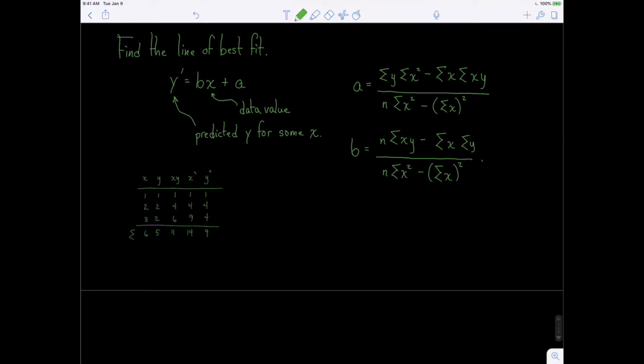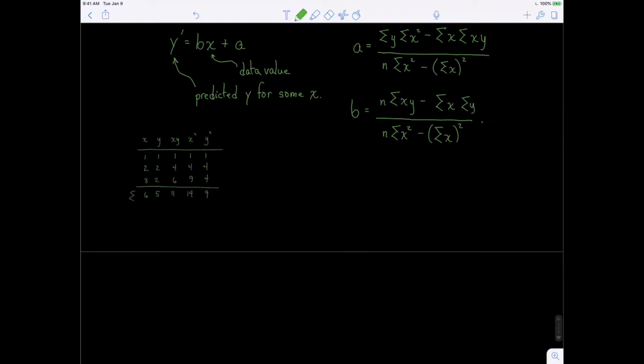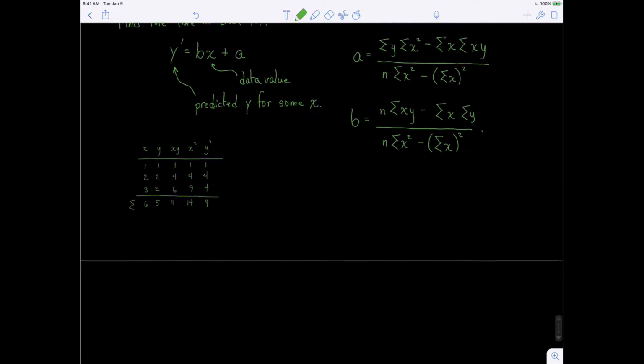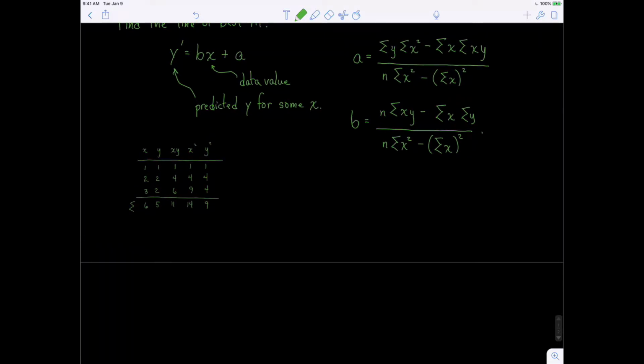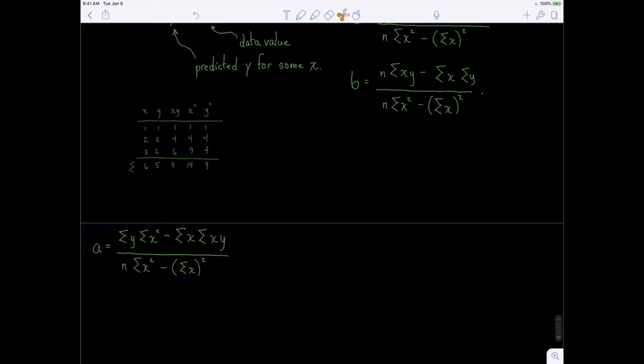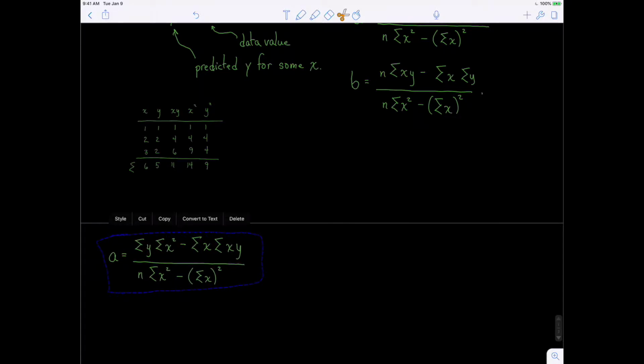And here we go. Let's calculate the line of best fit. So first off, we'll calculate A, and then we'll calculate B. I'm going to copy A, copy that, and put it down here. Paste. And then we're just going to pick up from right there. All right, here we go.